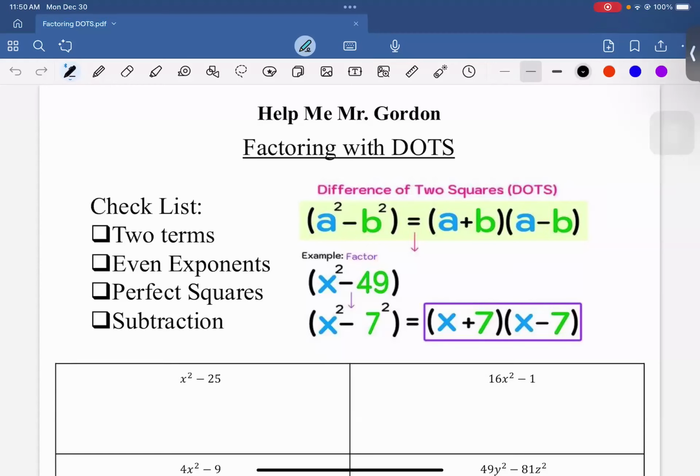Hey everyone, it's Mr. Gordon, and today I will be helping you factor using DOTS. So DOTS stands for difference of two squares.